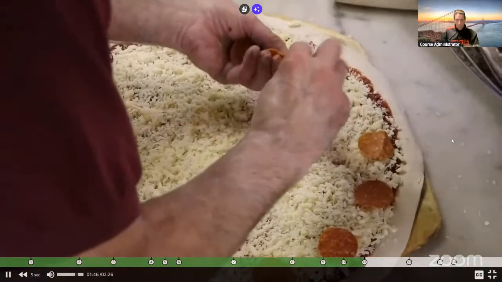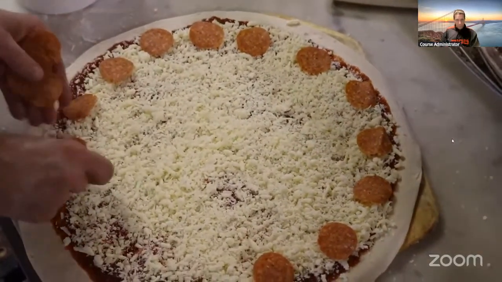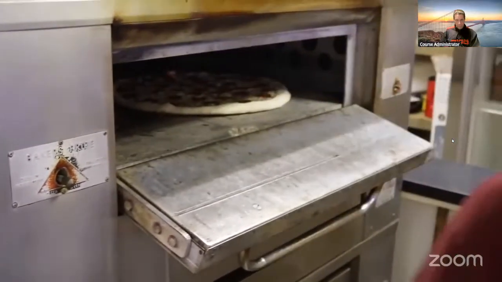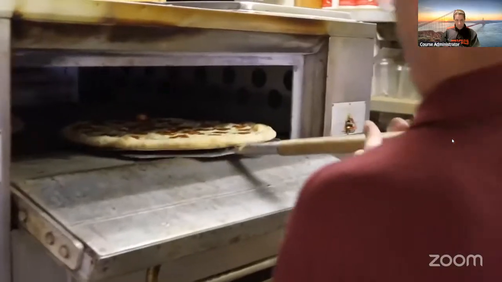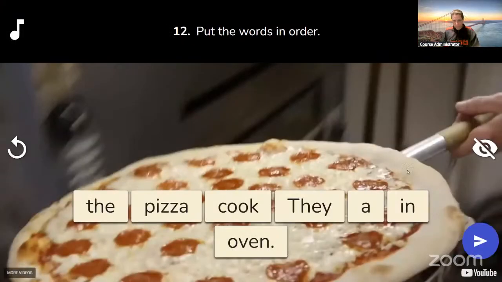Here, Marcus making a pepperoni pizza. There are many toppings that go on pizzas. It goes into the oven to cook, and then comes out and gets ready for delivery. Okay. So what about your favorite pizza? What pizza toppings do you like?